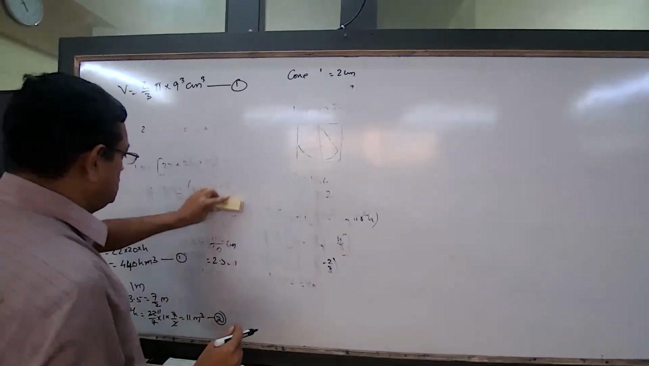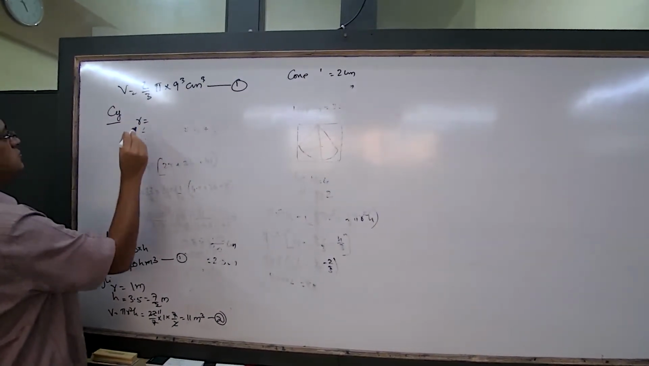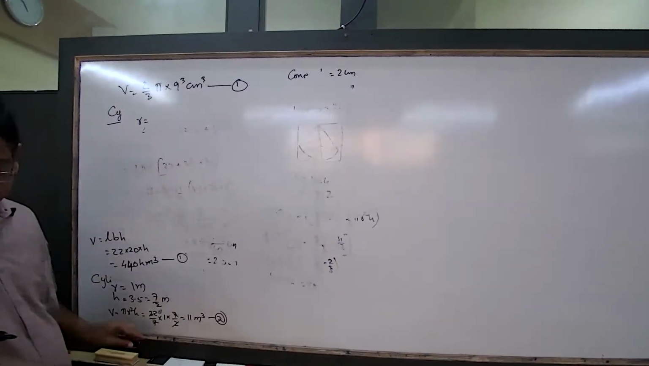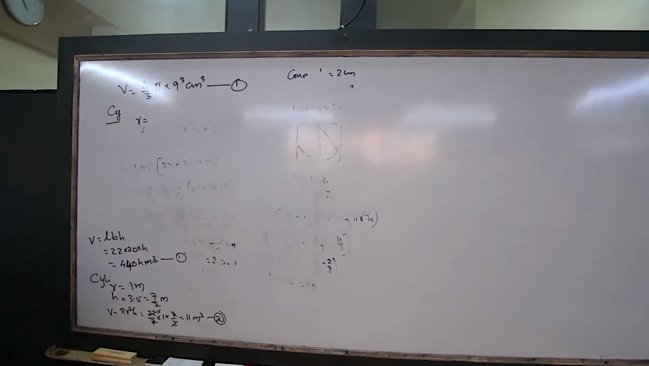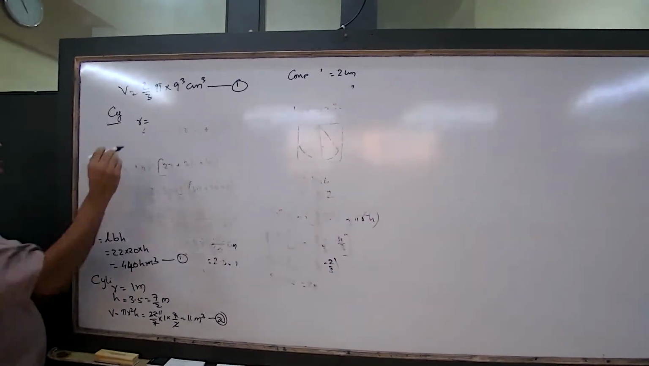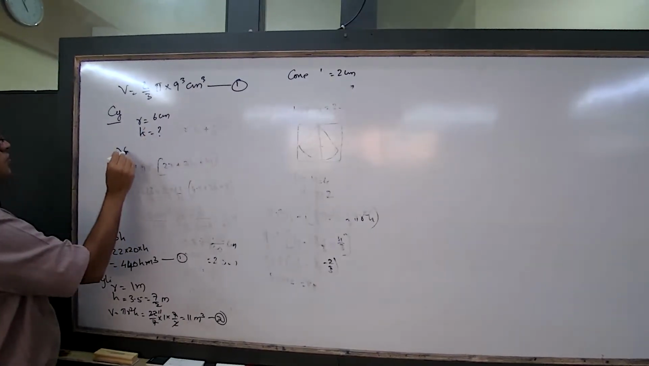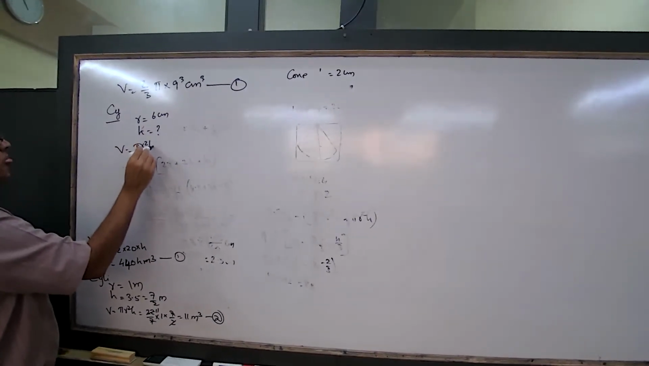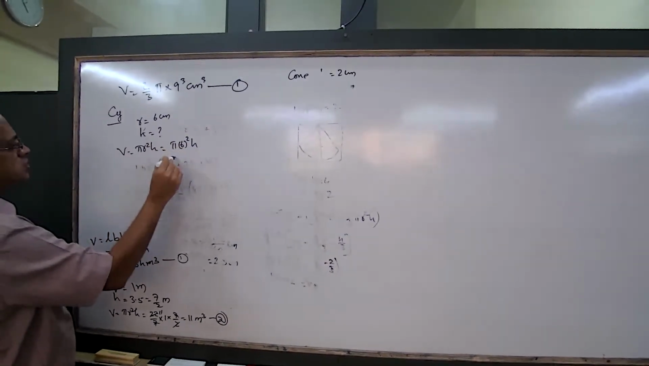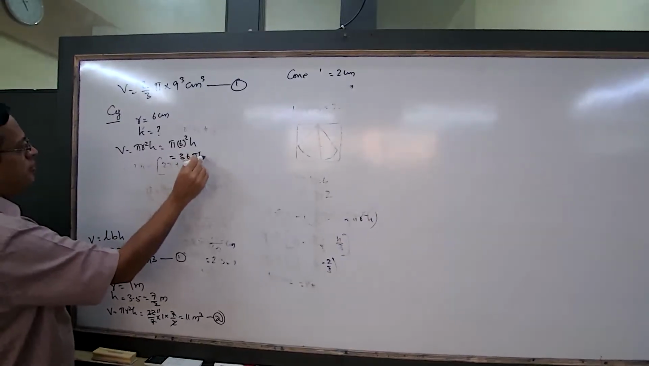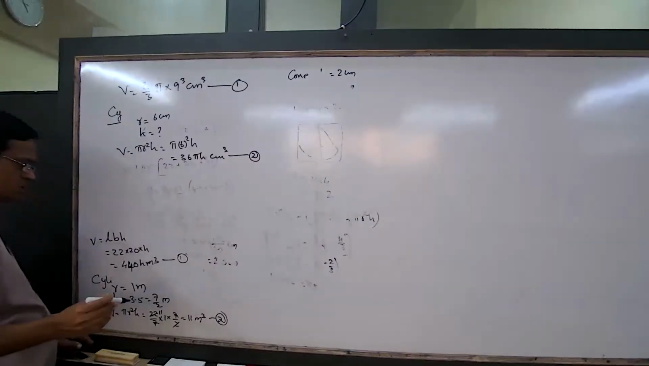Then for the cylindrical vessel, what is the radius and height? Radius is equal to how much? 6 centimeter is the radius, and height is not given. Radius equal to 6 centimeter, height unknown. Volume is equal to pi r square h, that is pi into 6 square into h, 36 pi h centimeter cube.